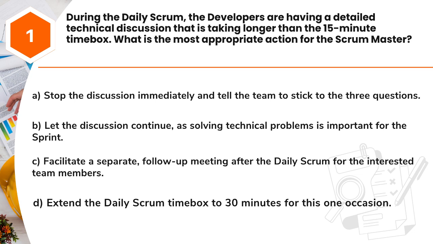A. Stop the discussion immediately and tell the team to stick to the 3 questions. B. Let the discussion continue, as solving technical problems is important for the sprint. C. Facilitate a separate, follow-up meeting after the daily Scrum for the interested team members. D. Extend the daily Scrum time box to 30 minutes for this one occasion.